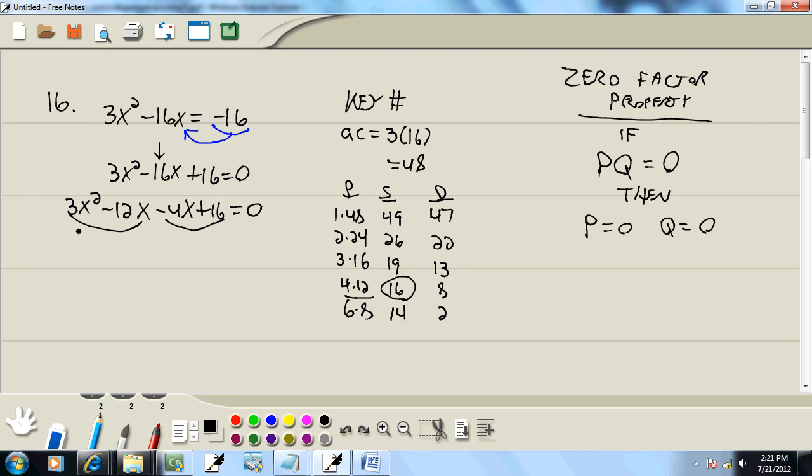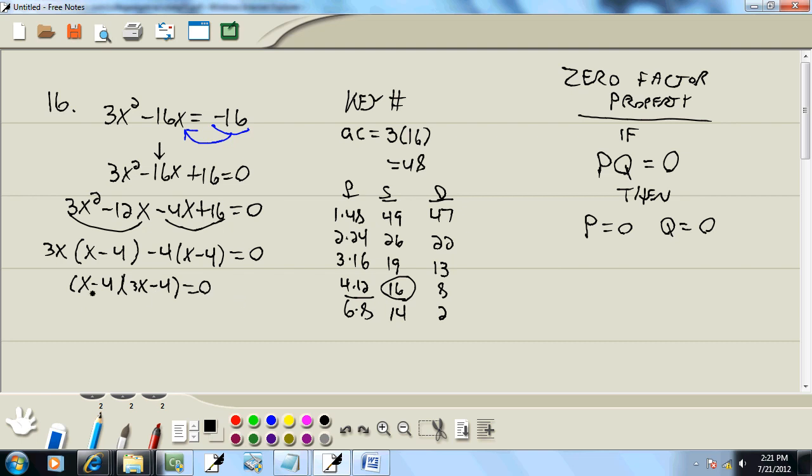Then you use factoring by grouping. You group the first 2 terms together, and they have a GCF of 3x in common. And that gives us x minus 4. The second group, they're both divisible by 4, and my first term is negative, so we'll factor out negative 4. And that gives us x minus 4. Well, now they both have an x minus 4, so I factor that out in front, and that leaves us 3x minus 4.